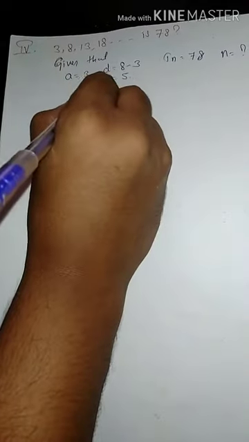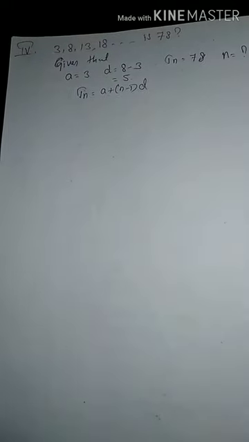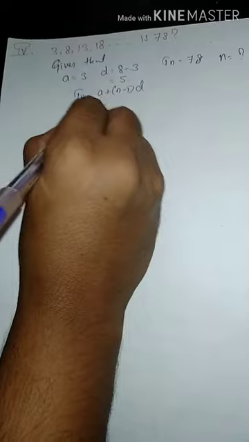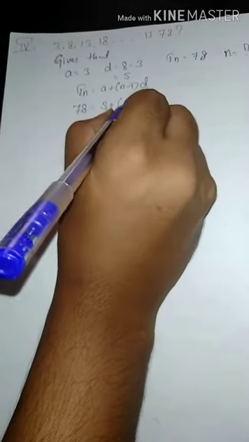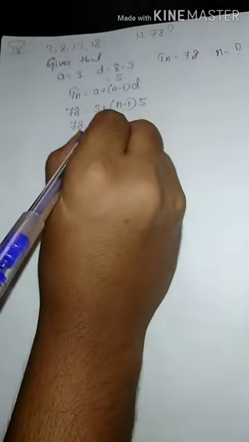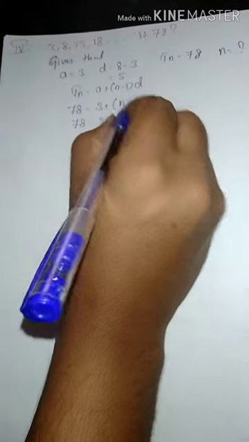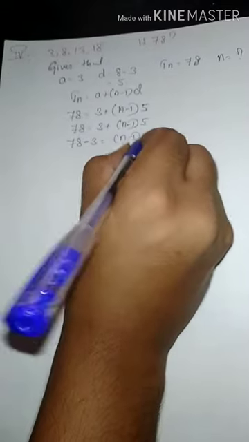You know the formula, Tn is equal to A plus N minus 1 into D is the formula. So Tn given 78. 78 is equal to A is 3 plus N, we don't know, we have to find the value of N here, and D is 5. So 78 is equal to 3 plus N minus 1 into 5. And this plus 3 moves to left hand side, becomes minus 3, 78 minus 3 is equal to N minus 1 into 5.